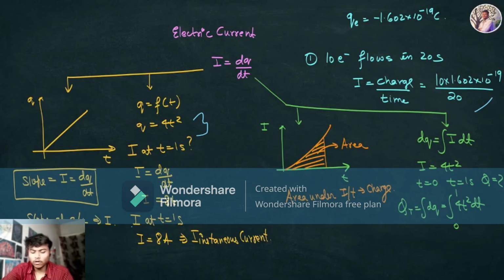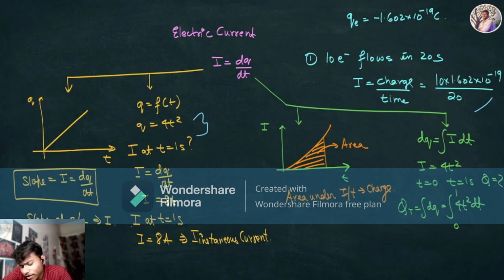Now, how can we find the current or charge when there is a graph? We know that I is equal to dq by dt. So if there is a graph between q and t, we have to find the slope, dq by dt, and we get the current. If there is a graph between I and t, we have to find the area, or integrate I dt from the lower value to the upper value, and we will find the charge Q.